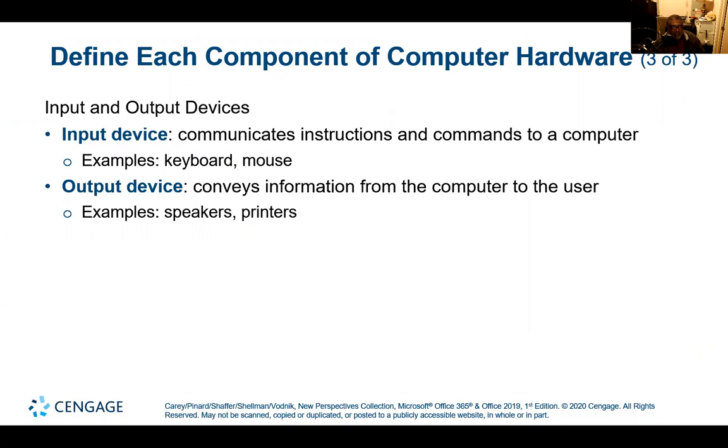Input and output devices. Input devices communicate instructions and commands to the computer. Examples are keyboards and mouse. Output devices convey information from the computer to the user. Examples of that are speakers and printers.